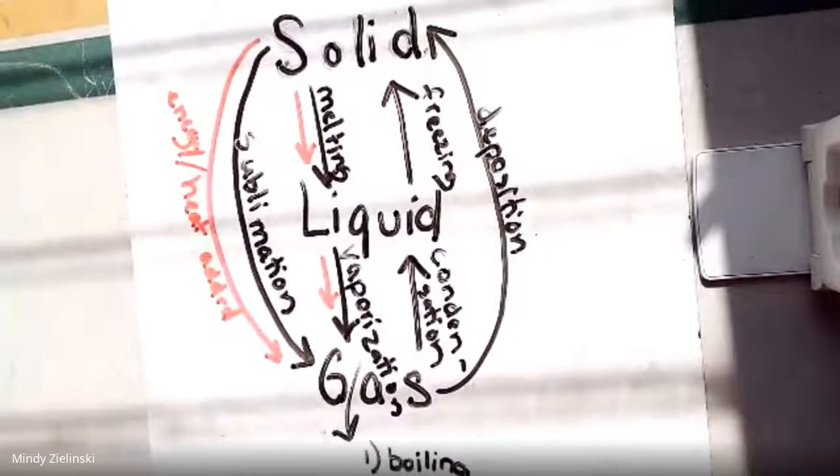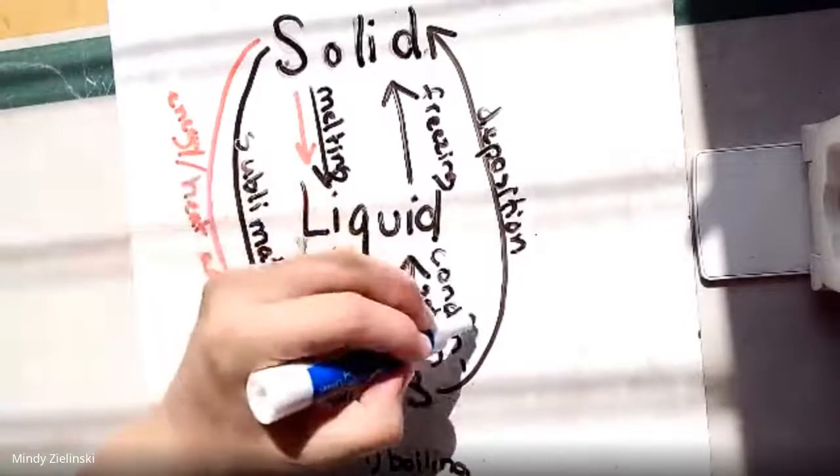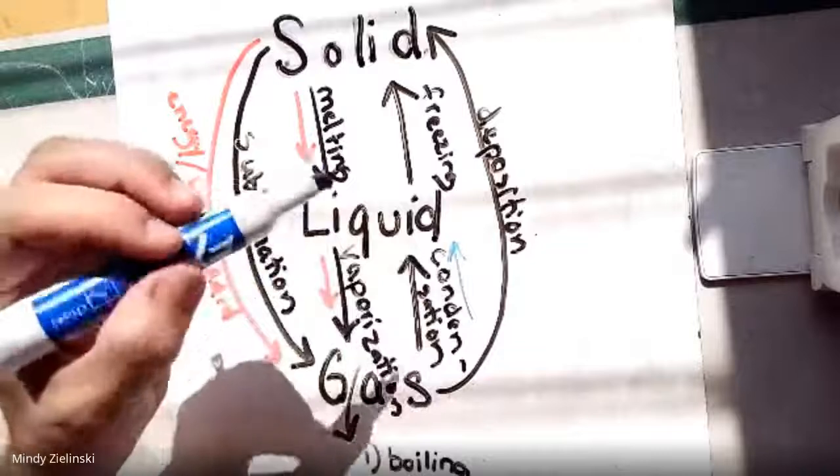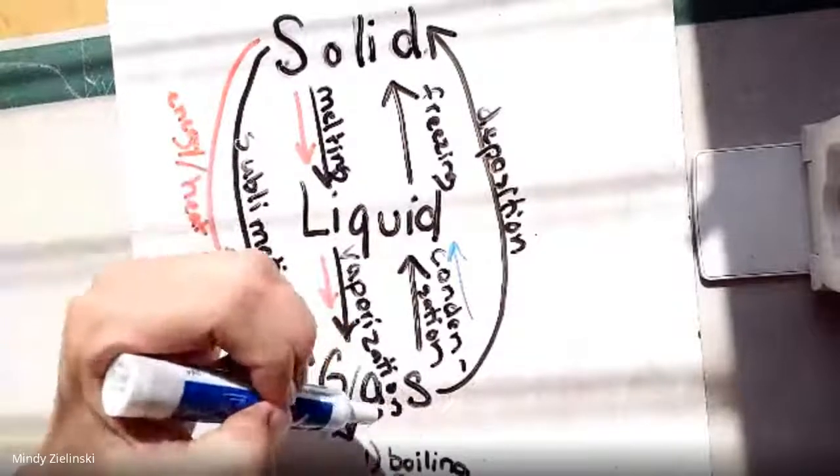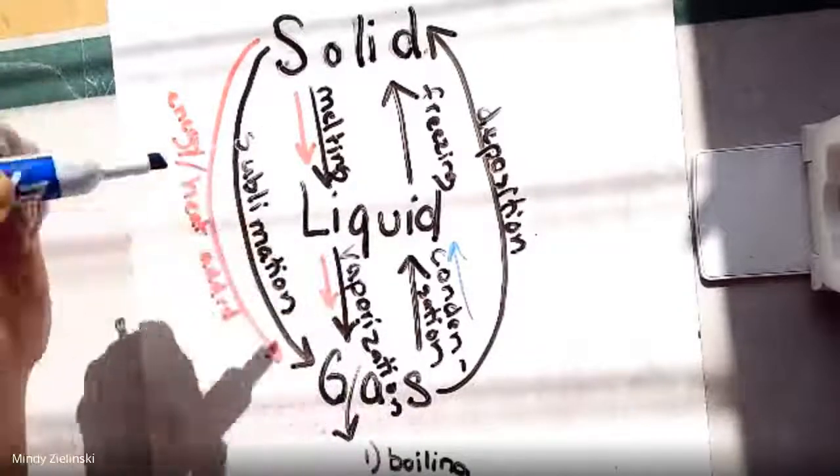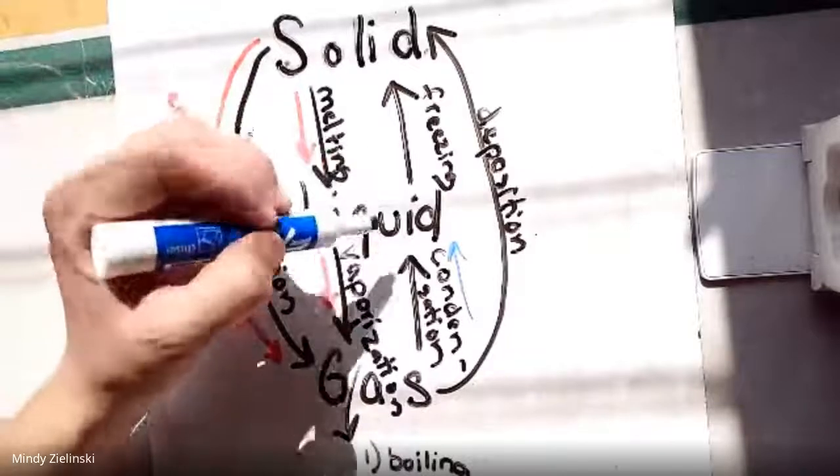Now all the rest, these other arrows, heat has to be removed from the system for them to occur. So a gas turning into a liquid, excuse me, my daughter just slammed the door, hold on.